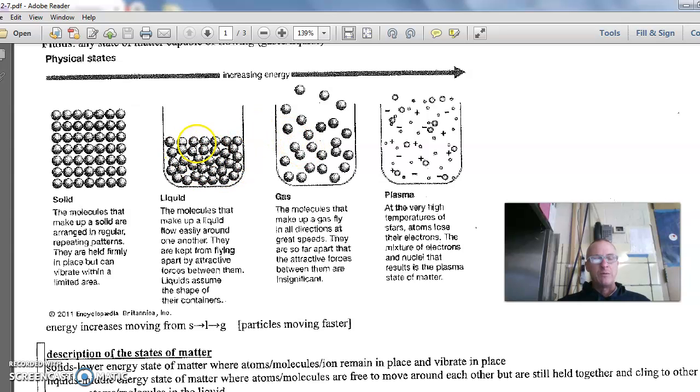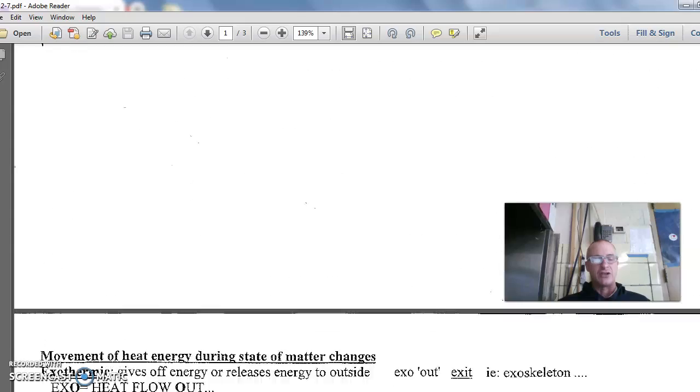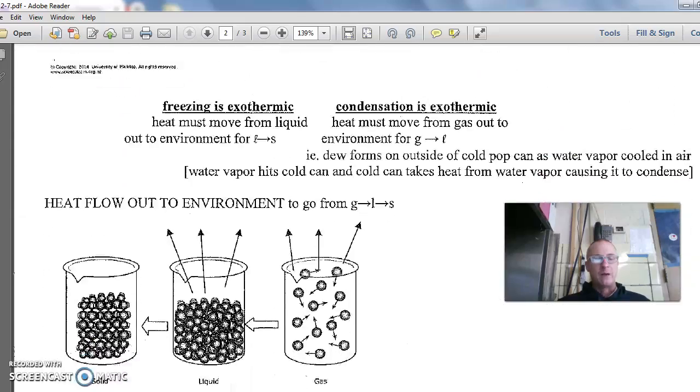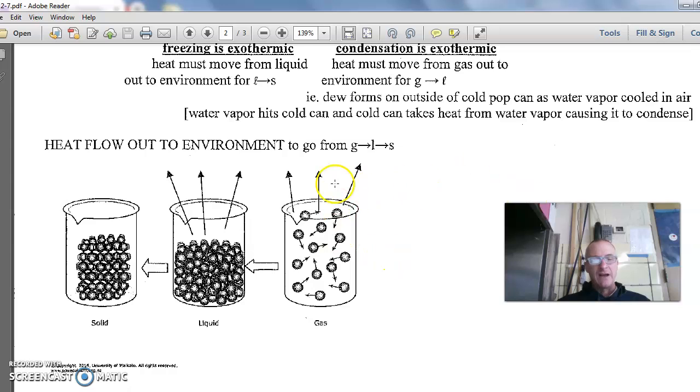If you remember, the liquid molecules are free to move around each other. If I want to slow those molecules down so that they begin to line up into a solid, I would have to pull heat out of it. I would have to remove heat energy to get them to slow down enough where they can line up into a solid. Pulling heat out, that's an exothermic process. So to freeze something from a liquid to a solid, I would have to remove energy. Exothermic.